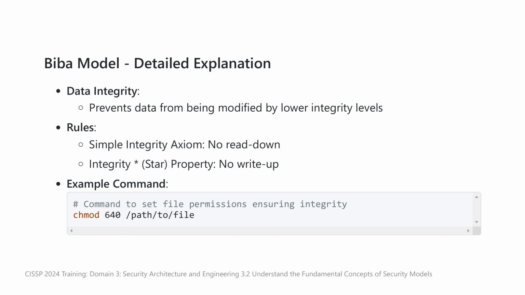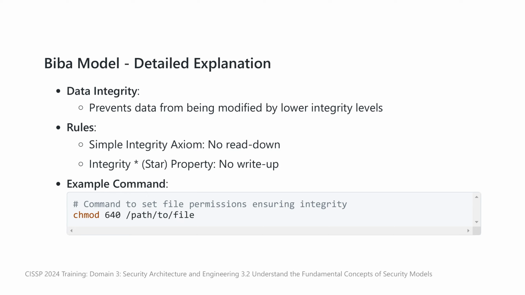In this slide, we delve deeper into the BIBA model and its significance in ensuring data integrity. In essence, the BIBA model is designed to prevent data from being modified by subjects with lower integrity levels, maintaining the integrity of the information. To break it down, the model relies on two main rules. 1. Simple integrity axiom, no read down. This rule prevents subjects from reading data at a lower integrity level than their own, thus avoiding contamination from less trusted sources. 2. Integrity star property, no write-up. This principle ensures that subjects can't write to data at a higher integrity level. By doing so, it mitigates the risk of corrupted or unauthorized modifications being introduced into higher integrity data.